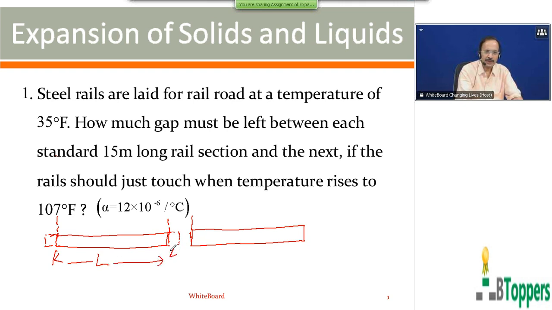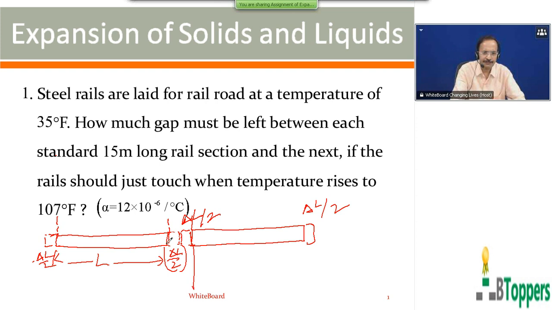That means this one end of the rod will project to the right by distance delta L by 2. The other end of the rail will project to the left side by distance delta L by 2. That means the increase in length or elongation is distributed equally for both ends. Same way the adjacent rail, one end of the adjacent rail also projects to the left side by distance delta L by 2 and to the right side by delta L by 2.